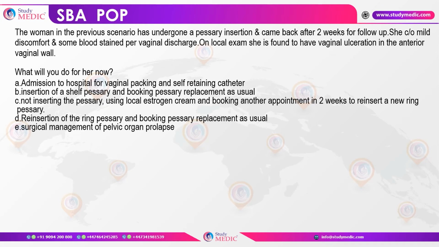Going ahead in the same scenario, this woman had a shelf pessary inserted, and after 2 weeks she comes back with some mild discomfort and she says she has some blood-stained vaginal discharge. When you examine her, you find that she has a vaginal ulceration in the anterior vaginal wall. What would you do?